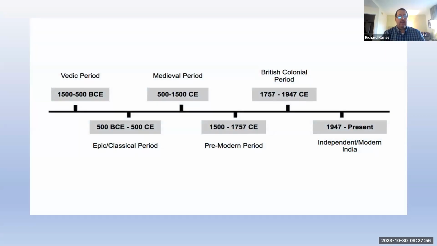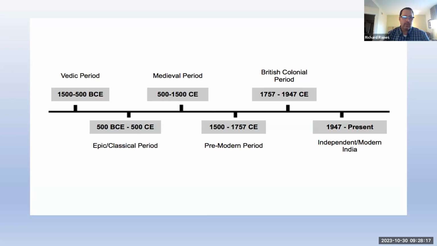Here's a timeline to think about some of the major periods, and this won't mean much until we get further along into our study of Hinduism. But you're looking at the formation of the religion going back to the Vedic period around 1500 BCE.